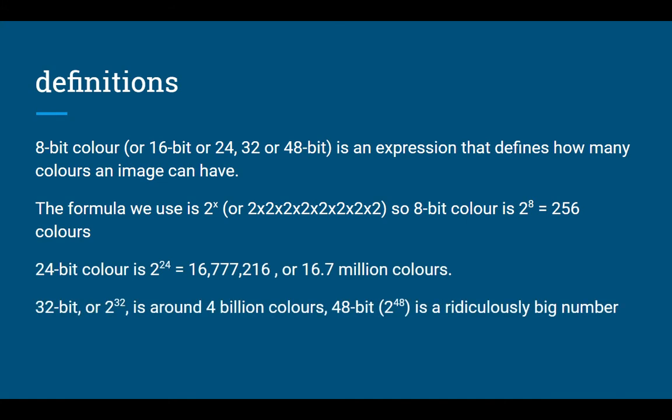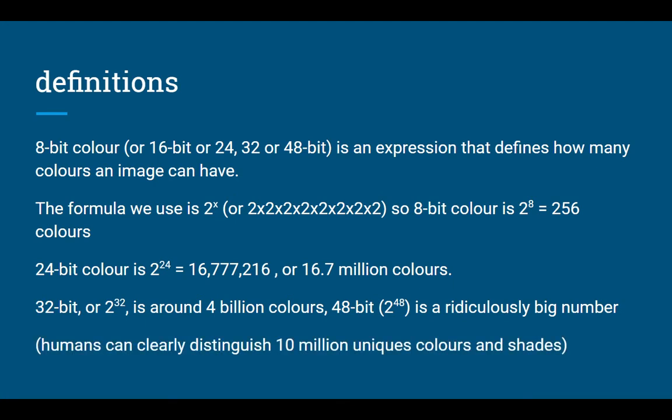48-bit is a seriously large number. I don't know what it is. It's about 10 to the 300. It's a stupidly big number. And there is actually a point of this. A human with good eyesight, so not me, can clearly distinguish 10 million different colours and shades.